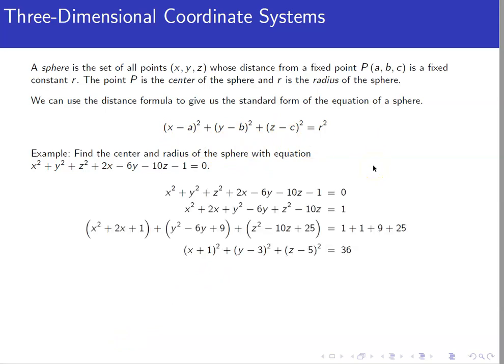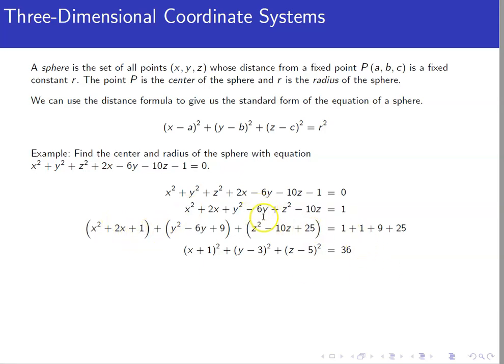So let's recall how we complete the square. The first thing we'll do is gather our x's together, gather our y's together, gather our z's together, and move the constant to the other side. Now I need to factor these pieces as perfect binomial squares so I can see this standard form of the equation of the sphere. So in order to make this a perfect binomial square here, we'll need to divide the coefficient by 2 and square it. So I'll need to have a plus 1 in here.